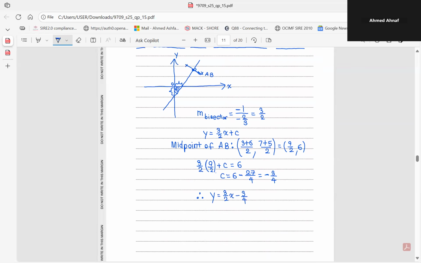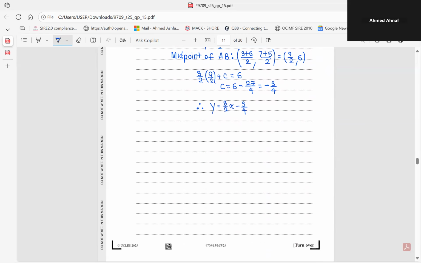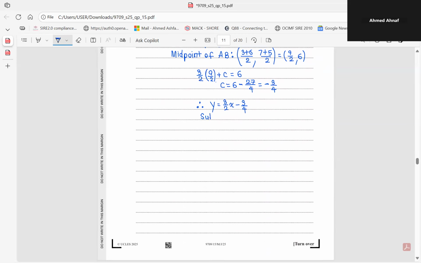All right, so now we can find the distance by finding these points in here, the x and y intercepts. So let's find the x-intercept first. So sub y equals to 0, you would get 3 over 2x minus 3 over 4 equals to 0. Then you'll get 3 over 2x equals to 3 over 4. And then x, you would get 1 over 2, or 1/2.